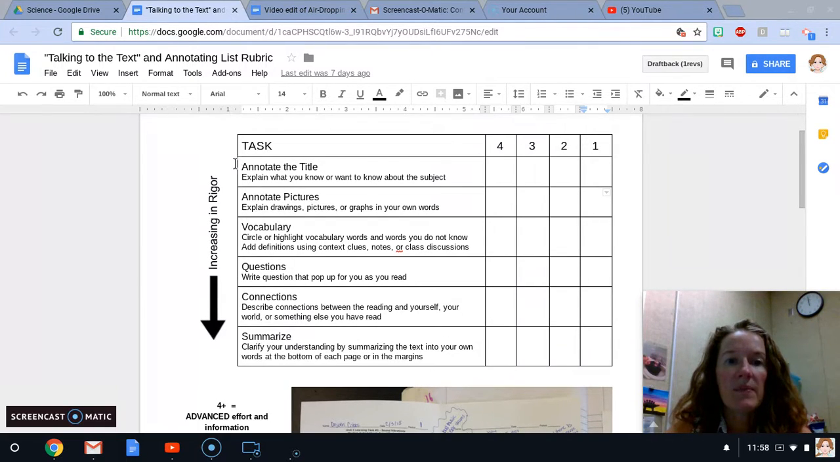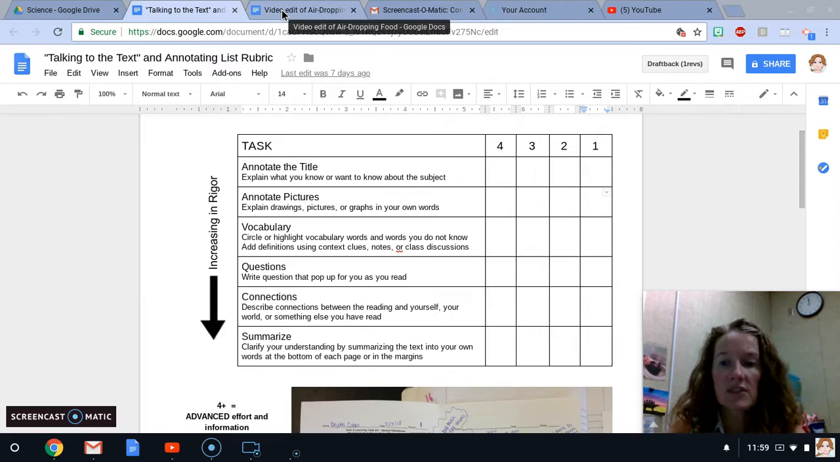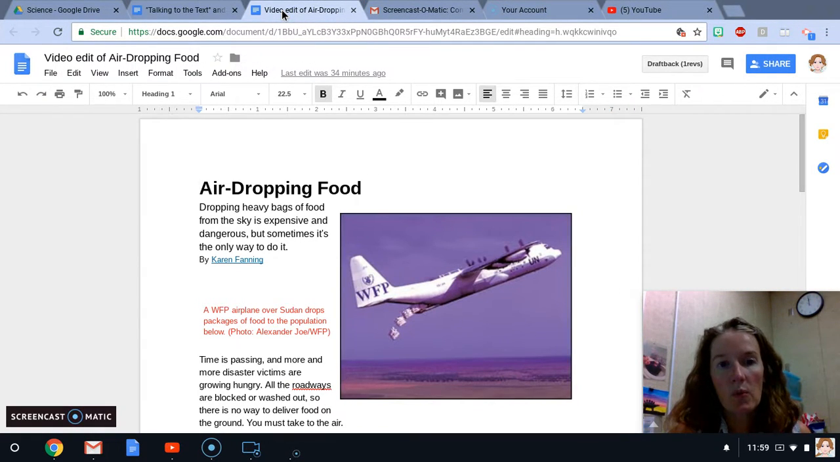So the tasks increase with rigor as you move down. Annotating the title, explain what you know about the subject, is not as complex as summarizing what you read. We can also break the tasks into three groups as we're reading. So the first time we read through, we want the kids to kind of just get some ideas about what the article's about. And we can do this by reinforcing, let's come up with some questions while you read.